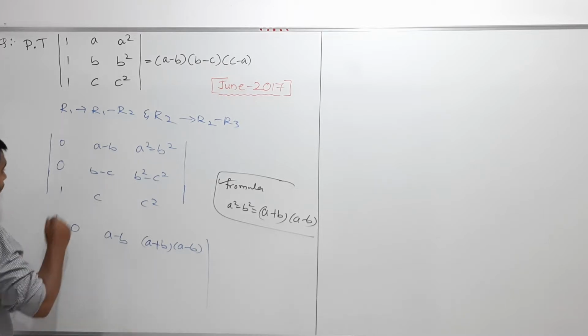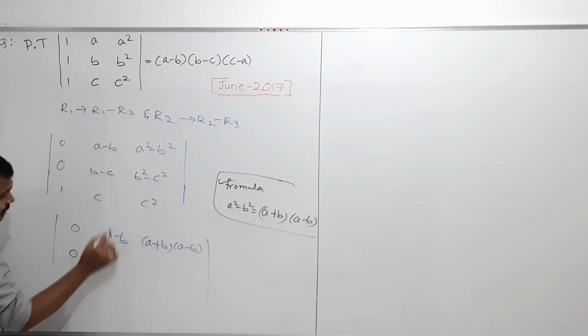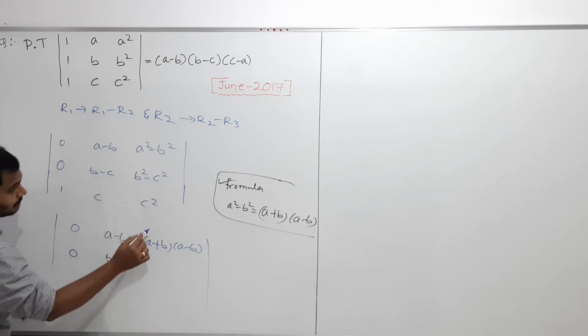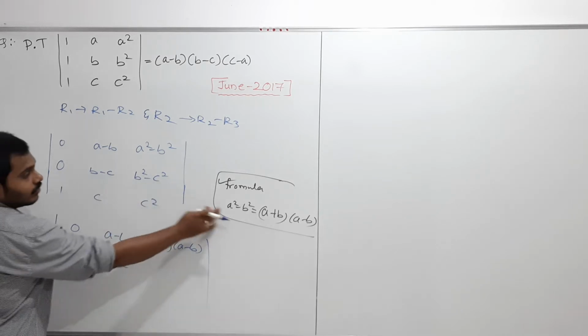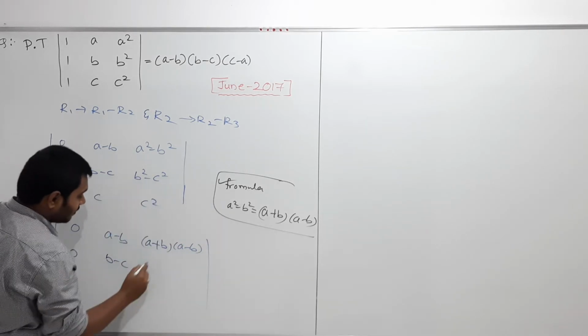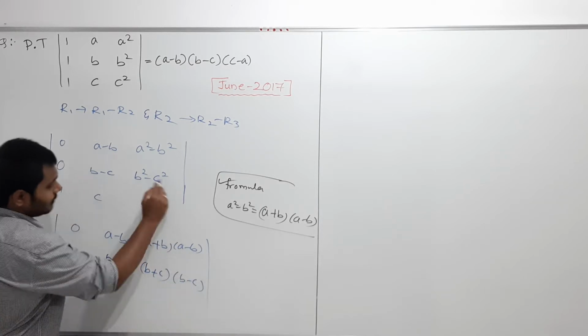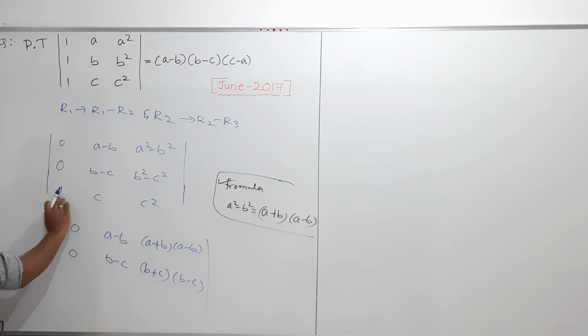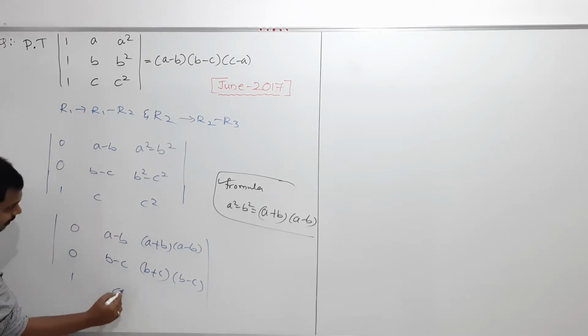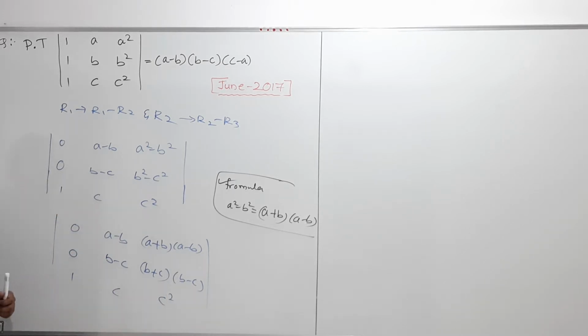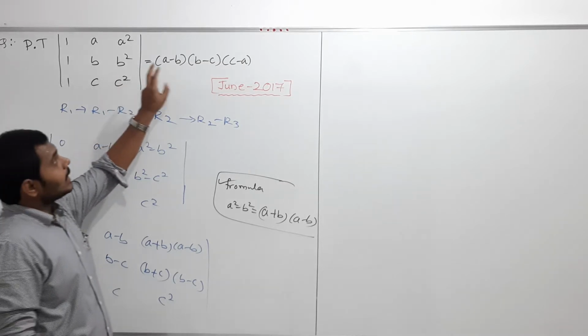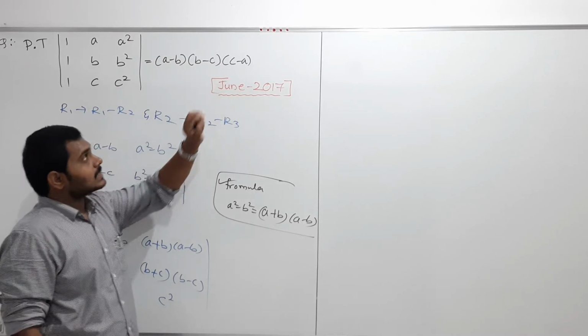Clear? And next, my students, 0 as it is. Next here it is b minus c and b square minus c square. The same formula I am applying here. This b square minus c square can be written as (b plus c) into (b minus c). And next these remaining elements I write as 1, c square. Clear? What should I prove? I should prove that (a minus b) into (b minus c) into (c minus a).